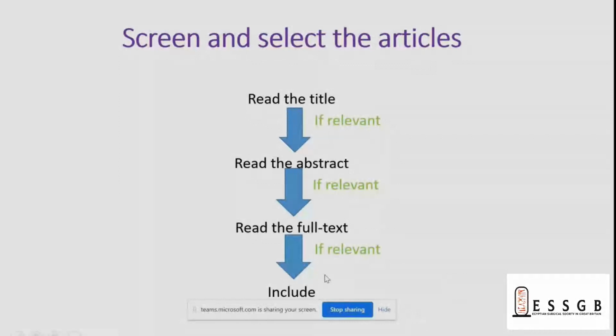So the way that you exclude the papers, those 7,000 papers or 2,000 or 5,000 sounds like a lot, but I guarantee to you that 98% of those can be excluded easily just by reading the title. You can say, oh, this is not relevant, this is not relevant, this is irrelevant, and if it's relevant, you read the abstract.